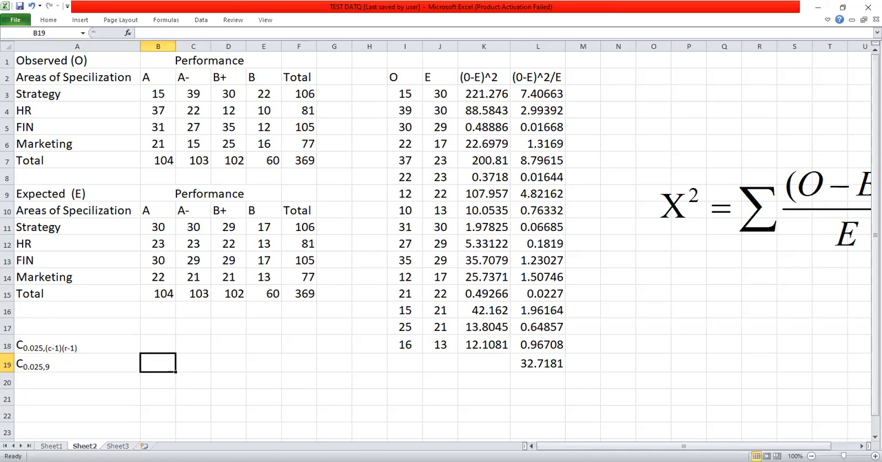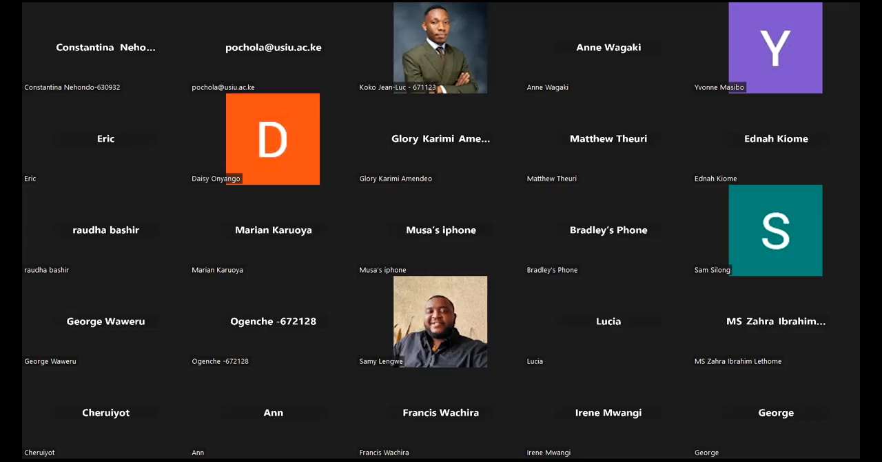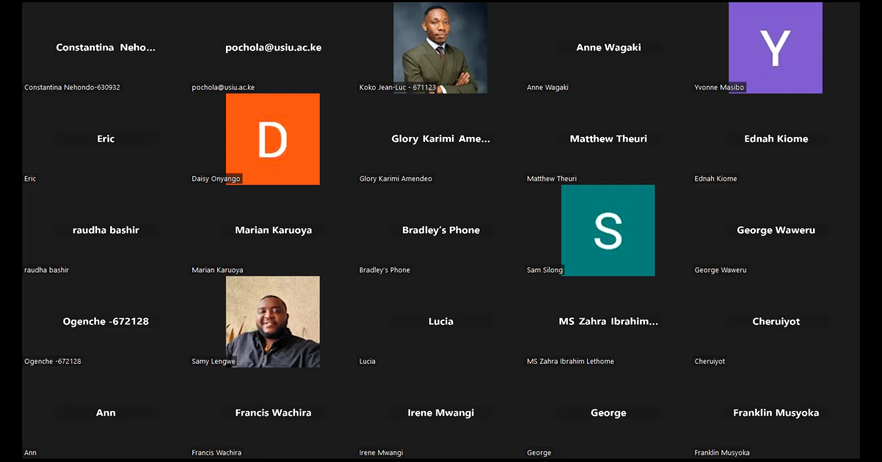So what is the chi-square table? I go to the chi-square table. I'll give you the table in a minute. We are going to read that from the chi-square table. The chi-square table is like this. This is the chi-square table. Here's one.